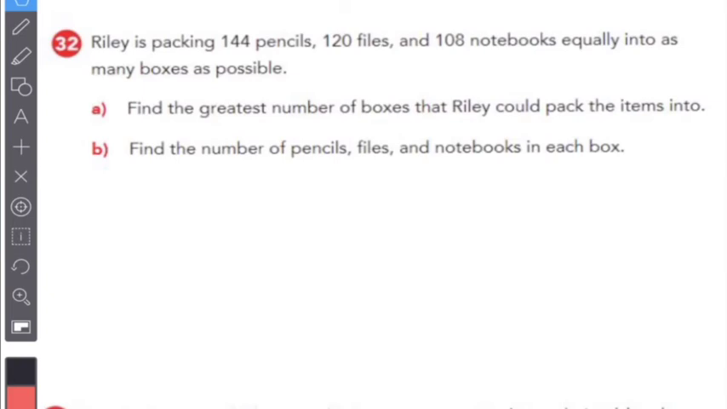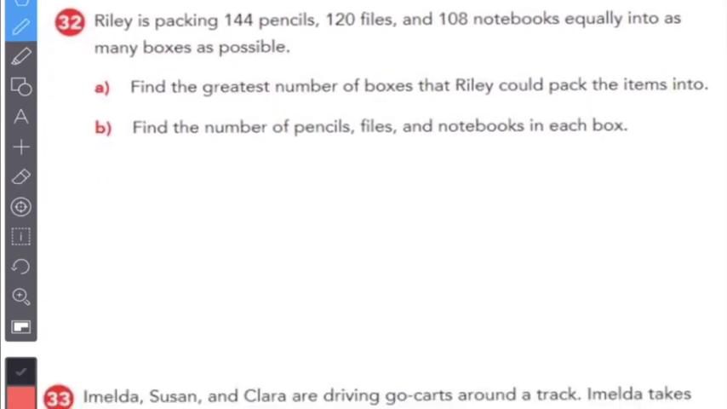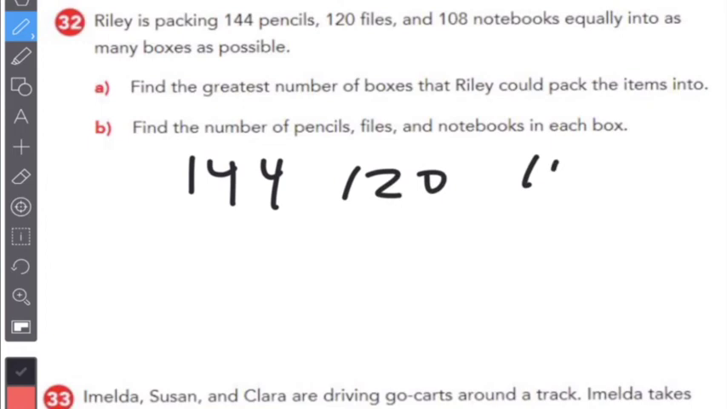120 files, 108 notebooks, equally into as many boxes as possible. So what you need to do for this is we want to find the greatest number of boxes that Riley could pack the items into. So we're going to find the GCF of this. So I'm going to do 144, 120, and 108 and do a division ladder.